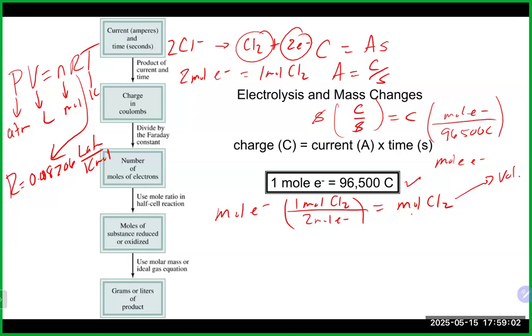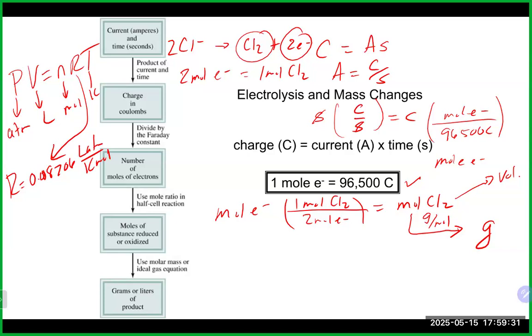Although they may not want volume, they may want to know how many grams you would collect. In that case, going from moles to grams, that is the molar mass from the periodic table. That's going to allow you to do that. So the ending part of this calculation does vary depending on what you're looking for. But those are probably the two very common endings to this type of problem: how many grams you may collect, or if it's a gas, how much volume of that gas you may collect.